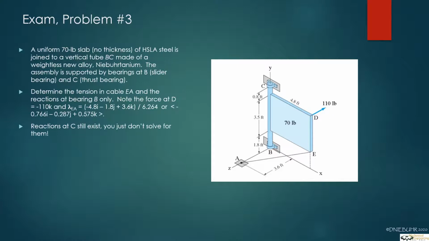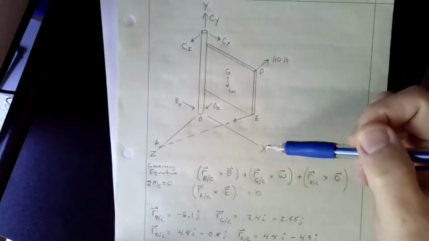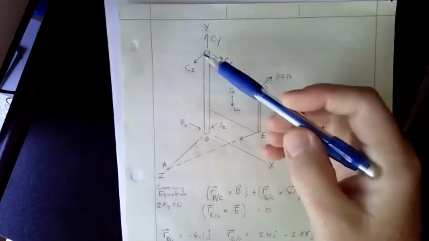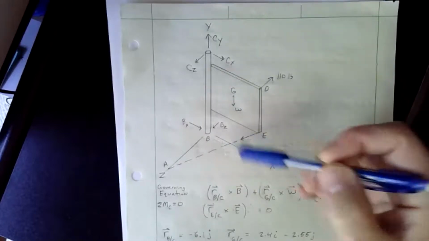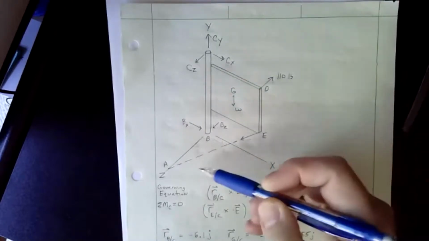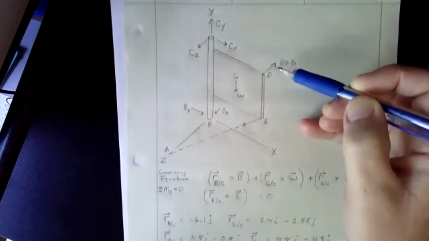So what I'd hoped you'd do in this problem, what I wanted to see, was you'd have your drawing of it, okay? And so you have your 3 reactions up here, your 2 reactions here, you have your tension EA. You have your 110 pounds going this way.